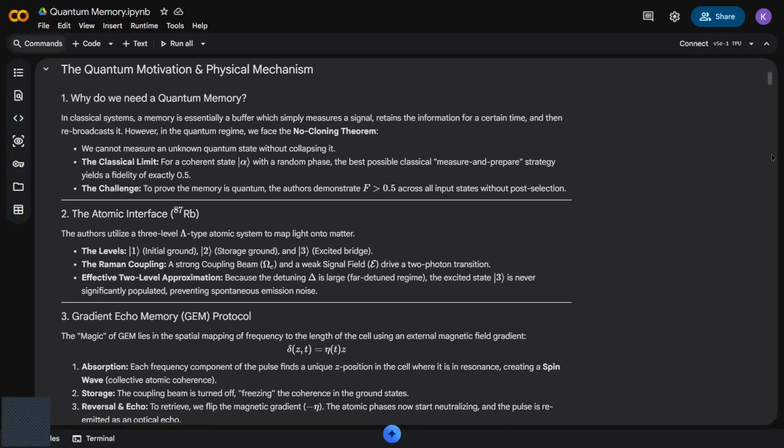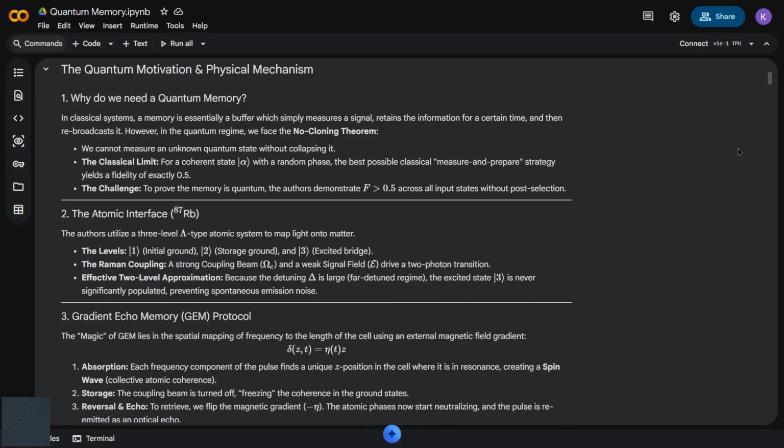Next is the quantum motivation. Why do we need a quantum memory at all? The no cloning theorem states that we cannot measure an unknown quantum state without collapsing it. And because of the collapse of the quantum state, if we try to store a quantum state in a classical memory, the maximum fidelity which we can achieve is 0.5.